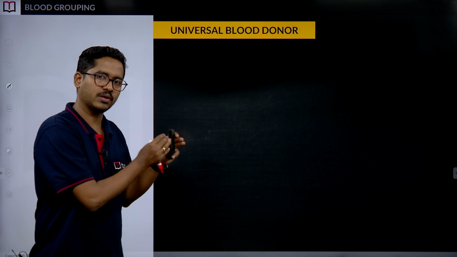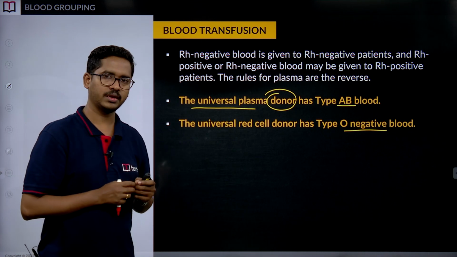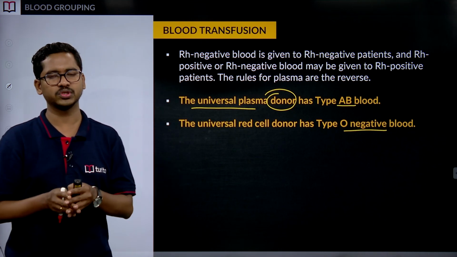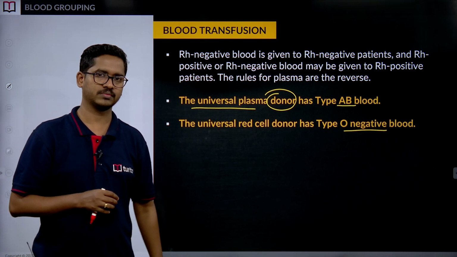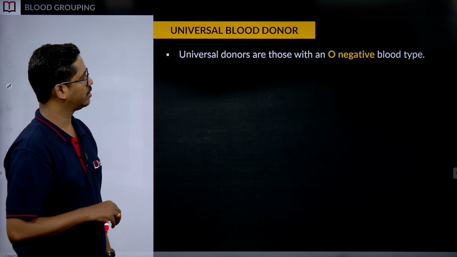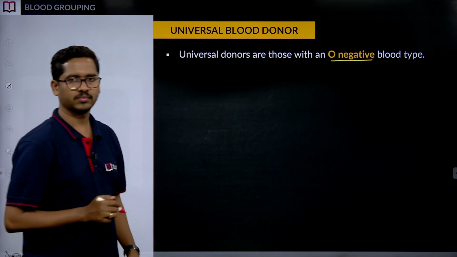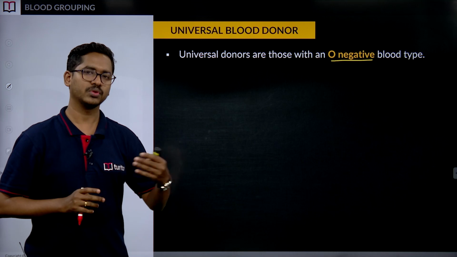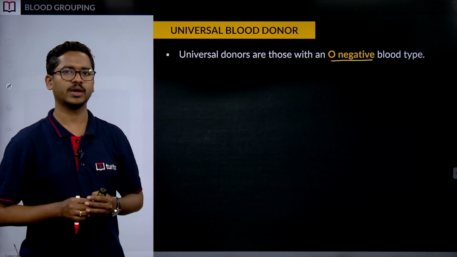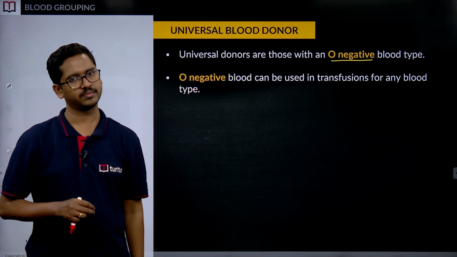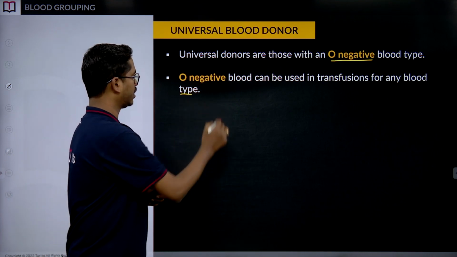In the previous slide we were trying to understand what exactly happens in blood transfusion and what the difference is from plasma transfusion, right. Now, you are going to see that universal blood donors are those with an O negative blood type. I hope it is very clear. Universal blood donors are O negative people. The people who have the O negative blood group can donate blood to everyone, okay. O negative blood can be used in transfusion for any blood type, that is what it says.